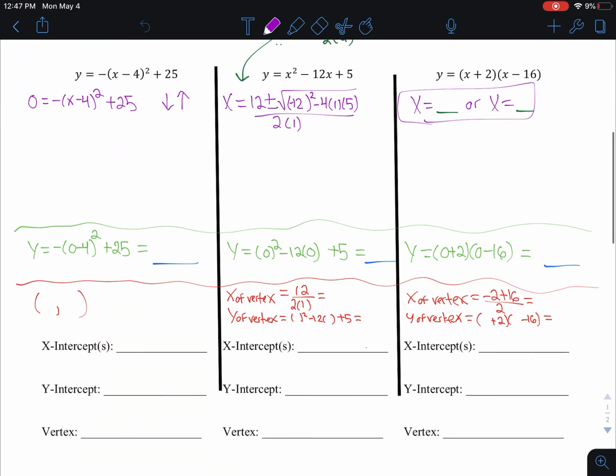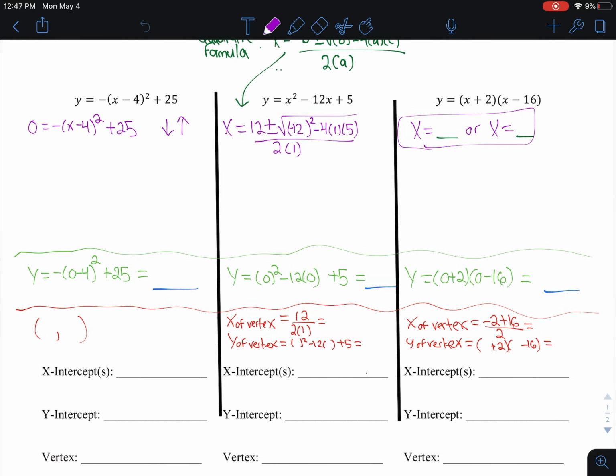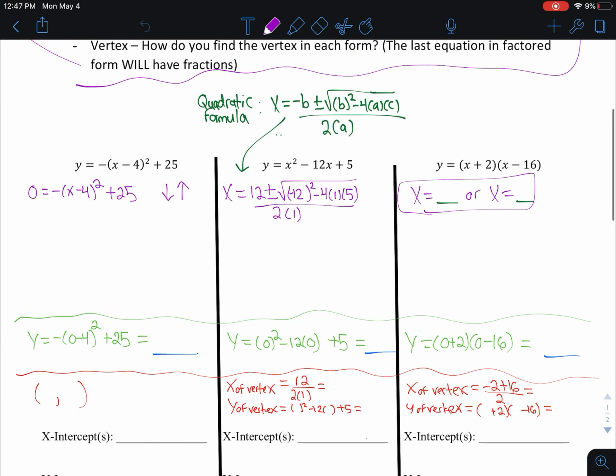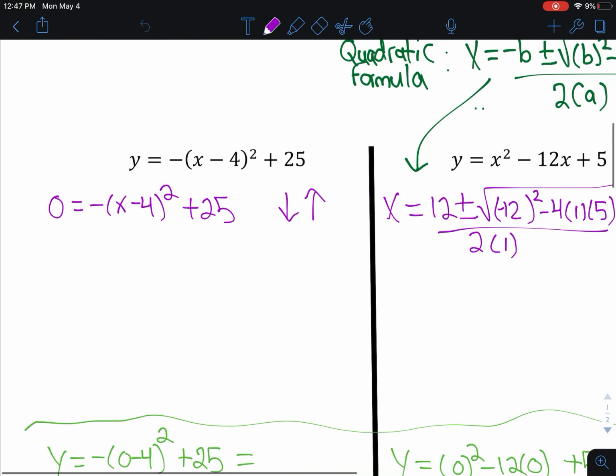Again, you have to find the x-intercepts, y-intercept, and vertex. I'm going to talk about the x-intercepts first in each of the forms, and then the y-intercept, and then the vertex last. So if you look here, in order to find the x-intercepts when it's in vertex form, this is a first semester question.